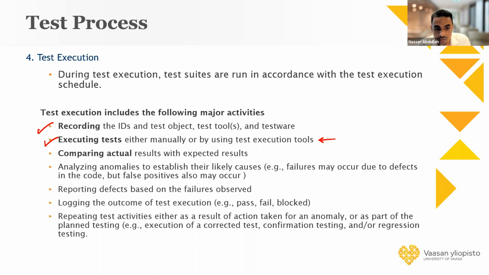So now there is a defect, for example. You have to analyze why that defect happened. Maybe because of the code, because of the environment, so you have to record that. Also report the defects based on the failure observation. The last one is repeating all the test cases until you meet the testing criteria.